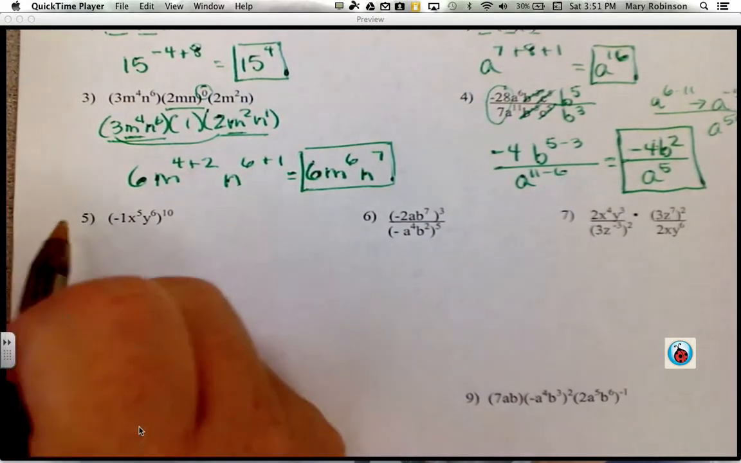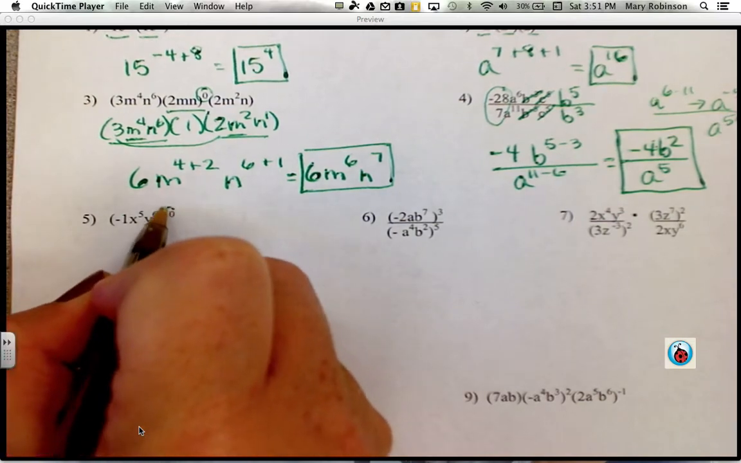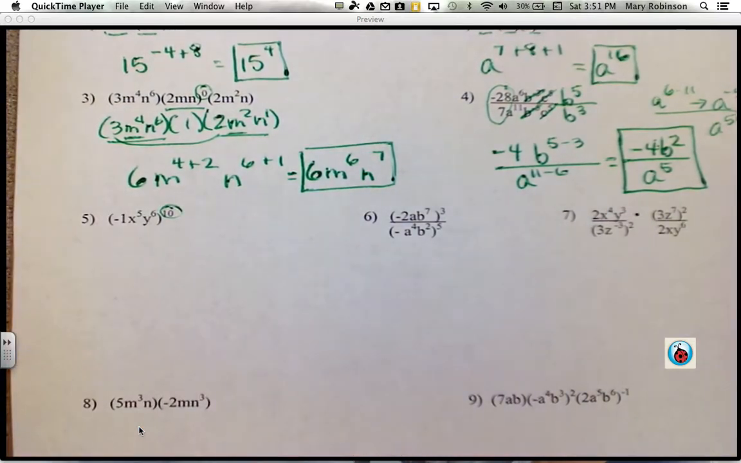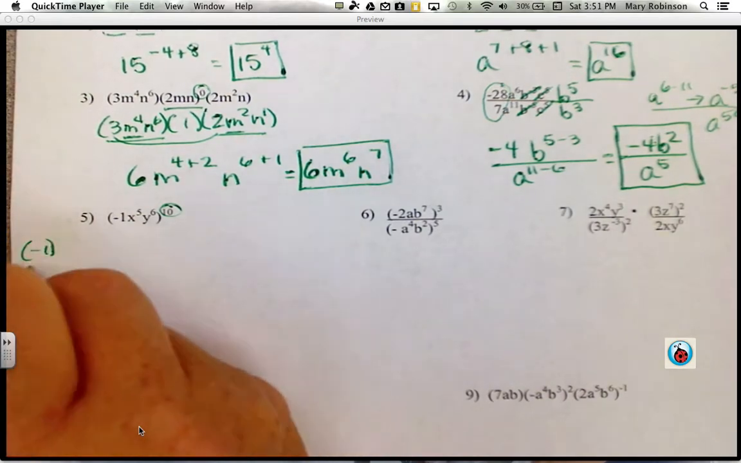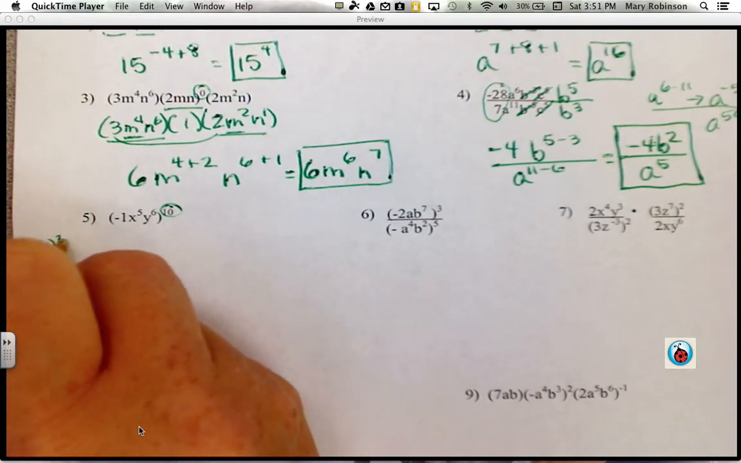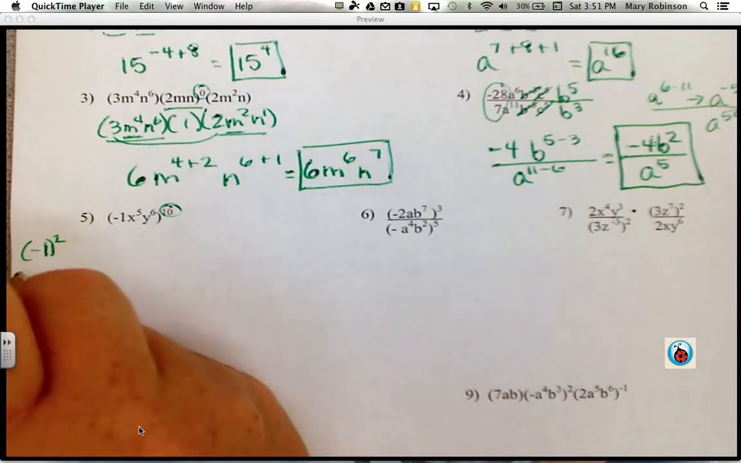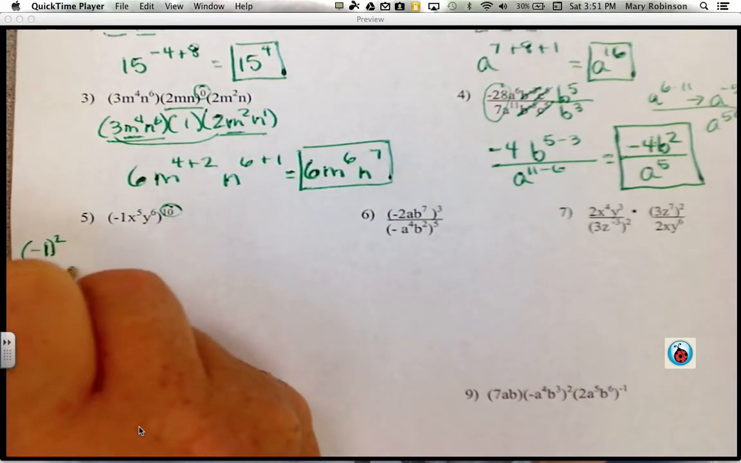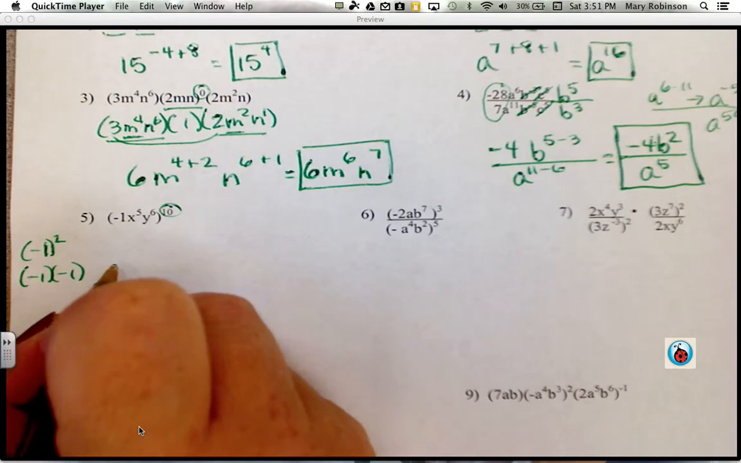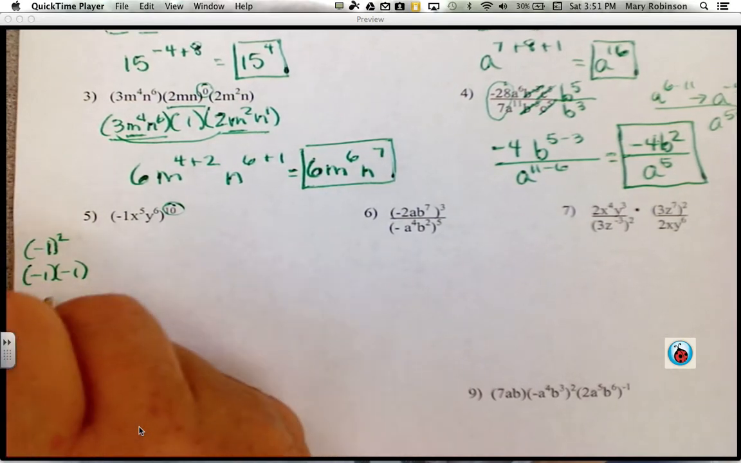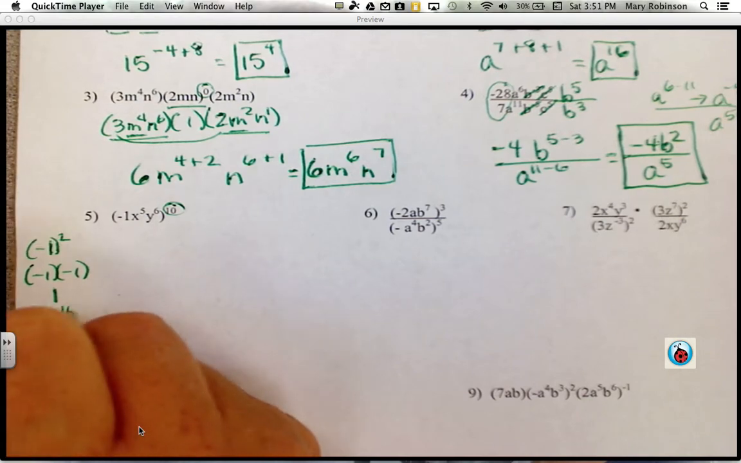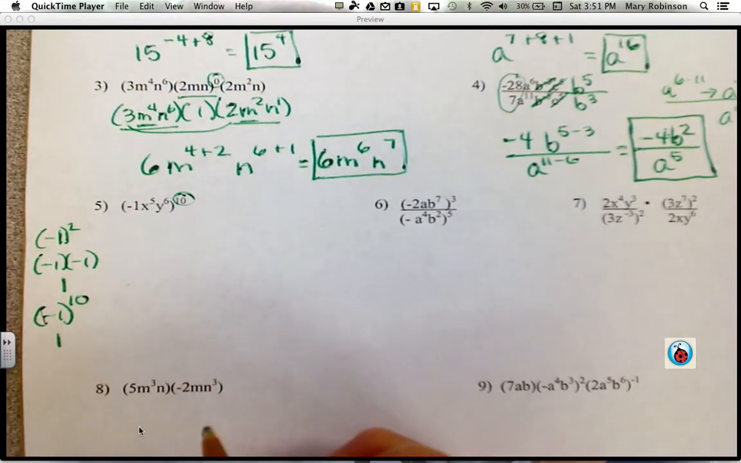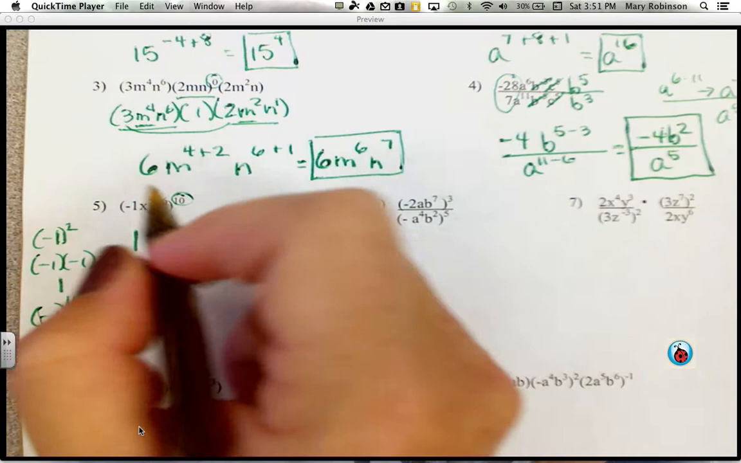Next, for number 5, recall that a negative number to an even power is positive, in this case -1 times -1, or -1 squared. Meaning if we multiply two negatives together, or any even number of negatives together, we end up with a positive. So a -1 to the 10th power is a +1. So this would give us 1.